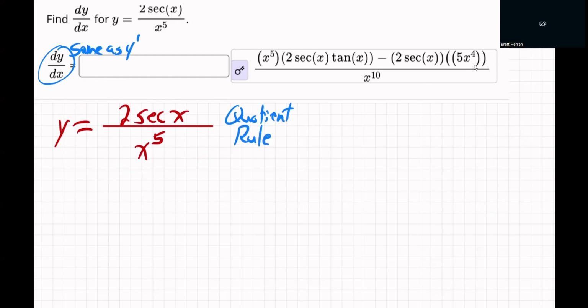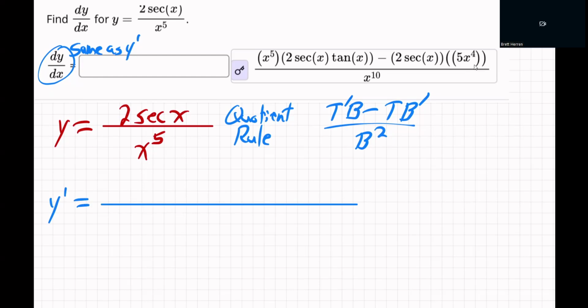What's the quotient rule? You take the derivative of the top times the bottom minus, leave the top alone, then take the derivative of the bottom all over the bottom squared. That's the quotient rule. So let's do it. So y prime equals, here we go.